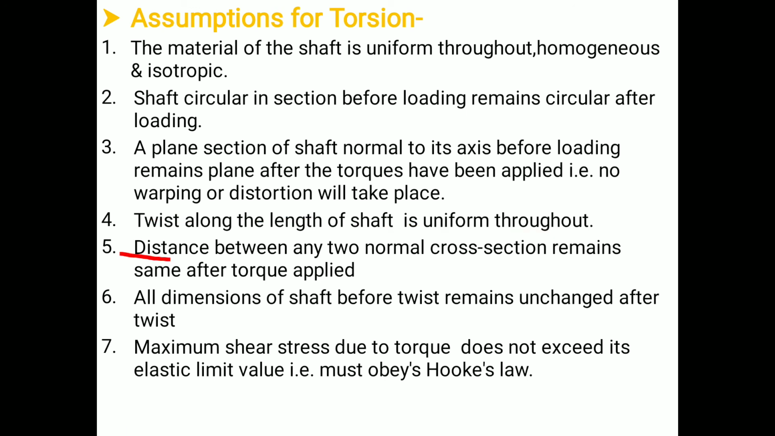Fifth assumption is that the distance between any two normal cross sections remains the same after torque is applied. Sixth assumption, all dimensions of the shaft before twist remain unchanged after the twist. So there will be no change in the dimensions of the shaft before and after application of the twist. And the last assumption is that maximum shear stress due to the torque does not exceed its elastic value. That is, it must obey Hooke's law. Whatever stresses develop will be within the elastic limit. This is all about the assumptions of torsion.